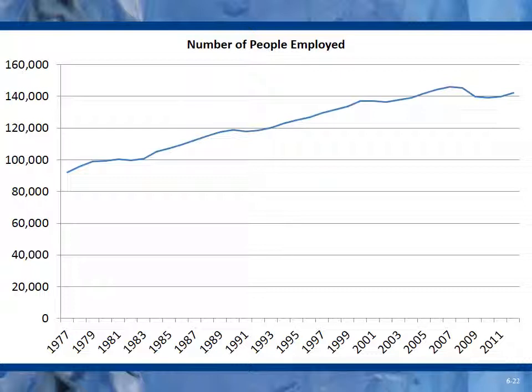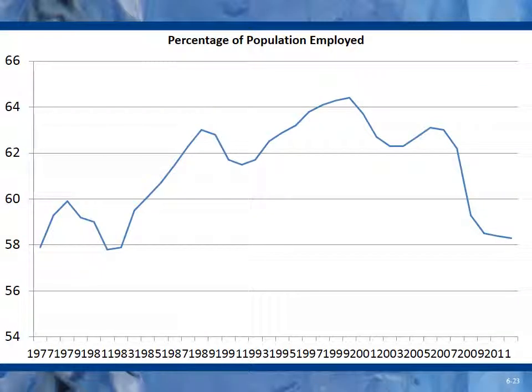And you can see that this number has slowly increased. We had a decrease there at the beginning of the Great Recession, and it's actually starting to decrease again right now in 2013. Percentage of people unemployed, percentage of population employed. So this is the percentage of the total population that have jobs. And we can see that that number once again has been dropping recently.